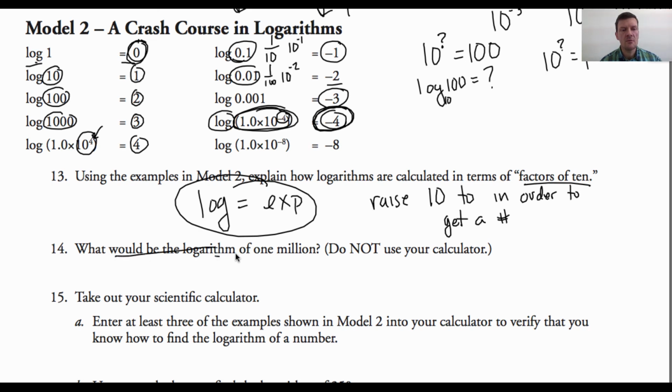What would be the logarithm of 1 million? Well, 1 million. That is 10 to the 6th power. So if I take the log of that, I'm asking 10 to what power gives me a million? Or 10 to what power gives me 10 to the 6th? So the log of 1 million is 6.